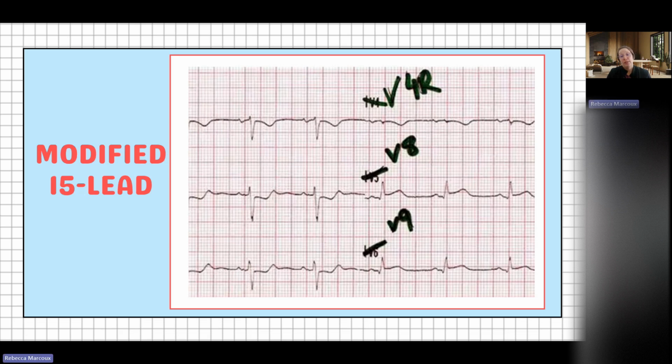This is an example of a modified 15 lead that you might see. V4 you can see is now relabeled V4R, so we move that to the right side. And then we have V8, V9 instead of V5 and V6.